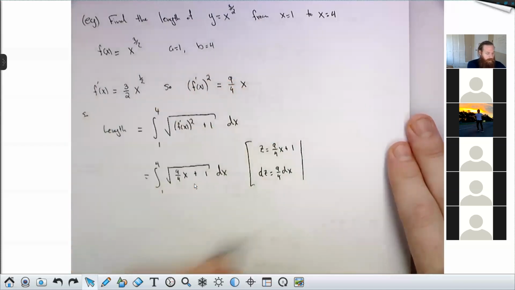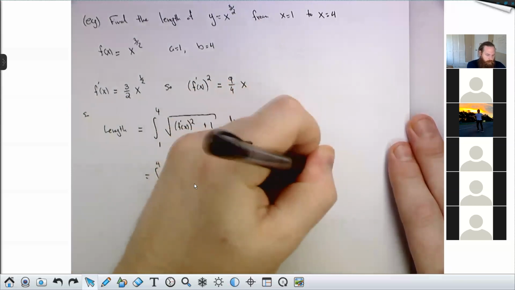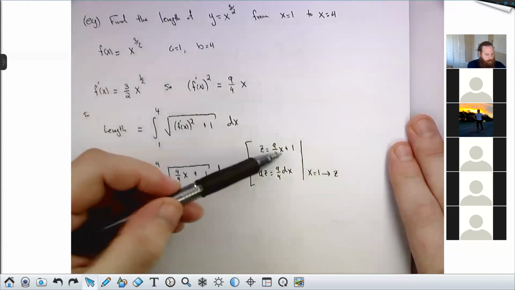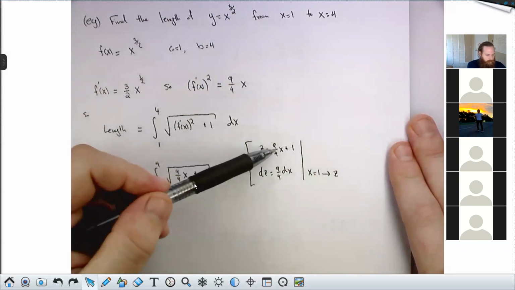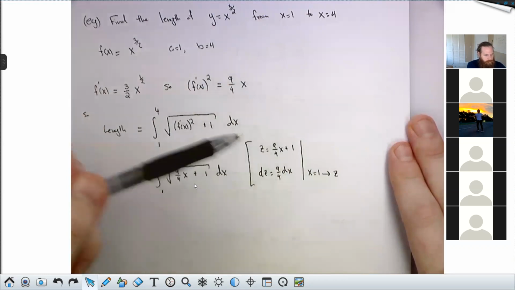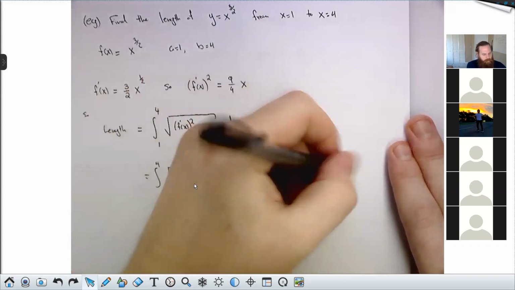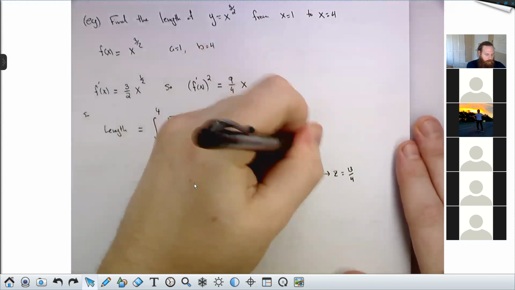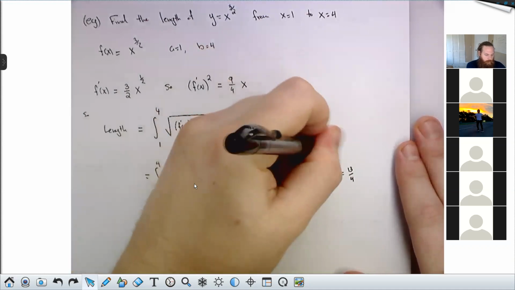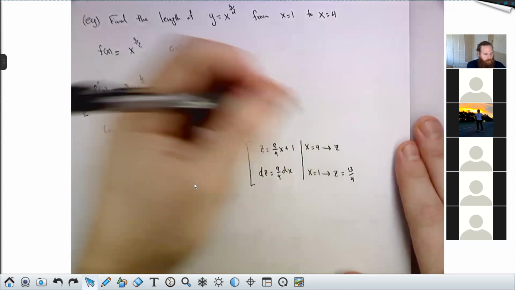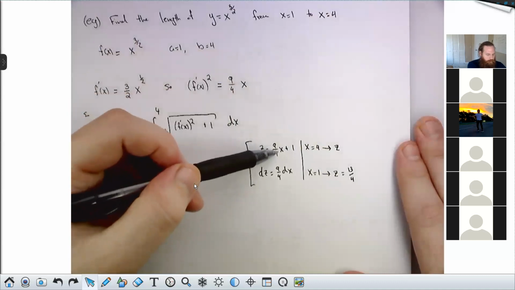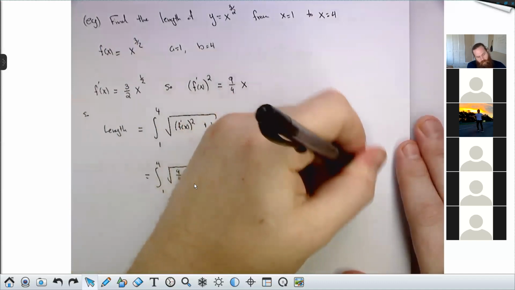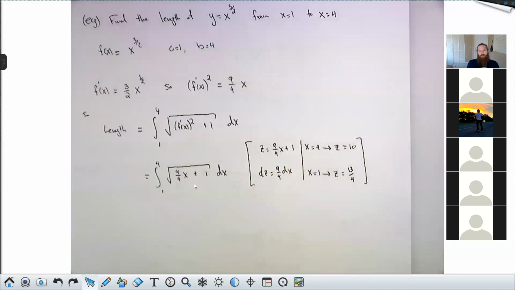I do need to change my bounds. When x is equal to 1, z will be equal to 9/4 times 1 plus 1, which is 9/4 plus 4/4. 9 plus 4 is 13, so that's 13/4. And when x is equal to 4, z will be 9/4 times 4, which is 9, plus 1 is 10. So here's all the stuff I need for my substitution.